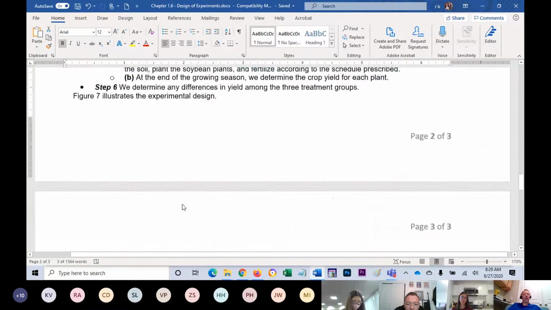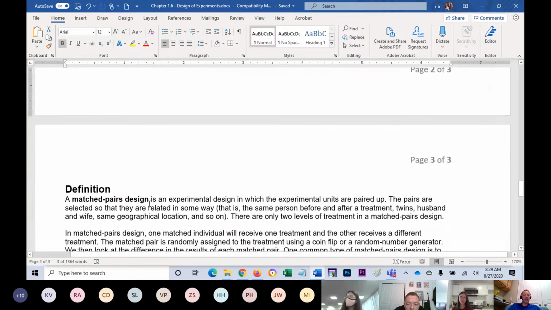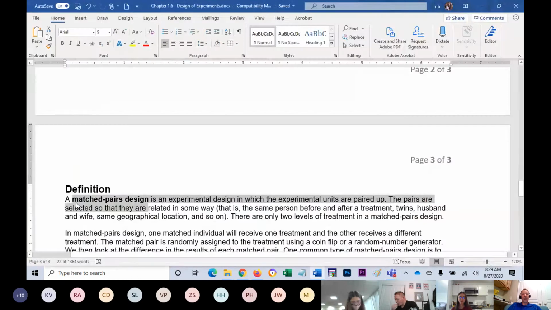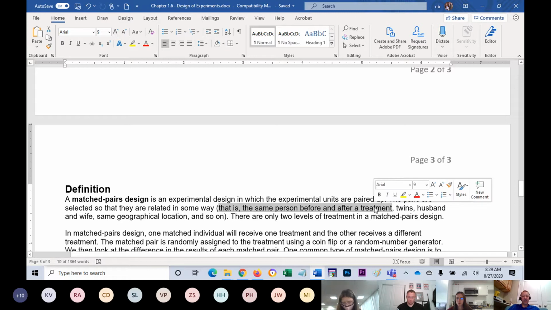Okay. Now we're going to talk about another design, which is the matched pairs design. Okay. Now this is kind of like what we were talking about, was that Christian had mentioned doing a before and after test. Okay. The idea with a matched pairs design is the experimental units or the sample size are paired up. Okay. The pairs are selected so that they are related in some way. Okay. So one way to pair up is you're going to have the same person that's going to get a before and after treatment, or a pre-test and a post-test.